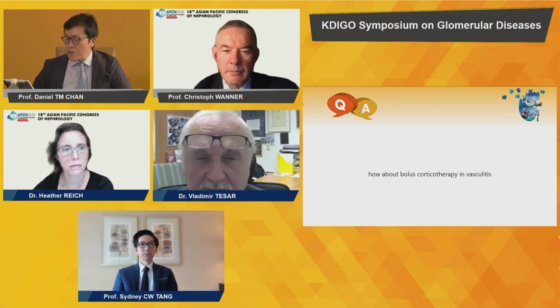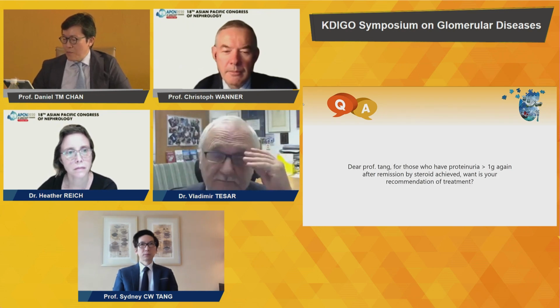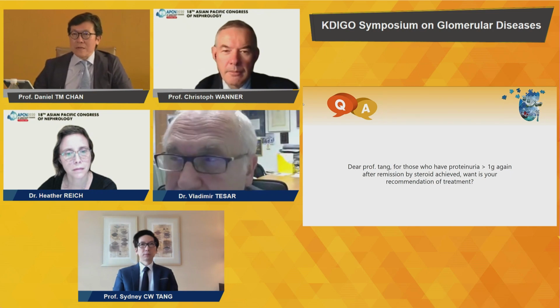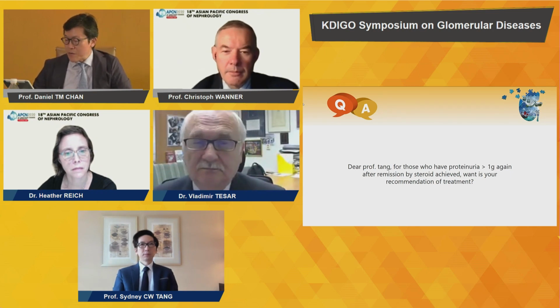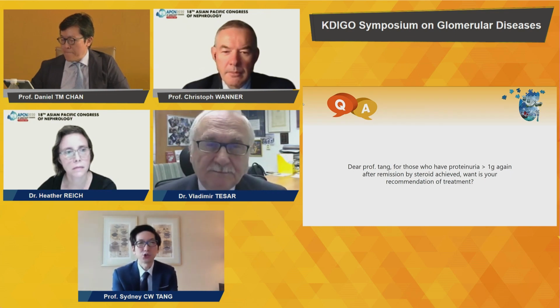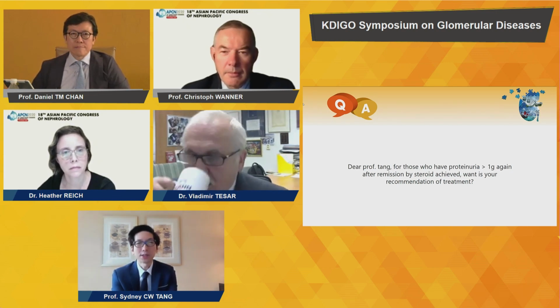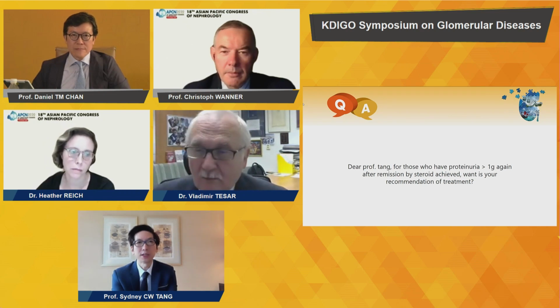And the following two questions are on IgA nephropathy. So, Sydney, what would you do if a patient previously responded with suppression of proteinuria and now the proteinuria has come up again? What is your management plan? Yes, thank you. I think that's a very common situation. I think the most important starting point is to see if the patient is compliant with the therapy with RAS blocker and other measures.